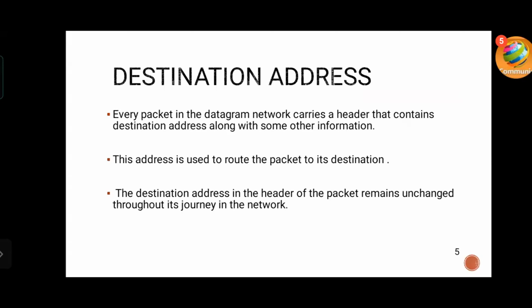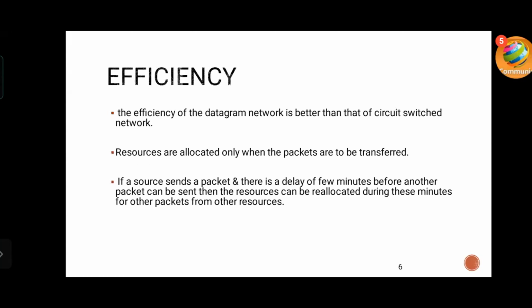Destination addresses. Every packet in the datagram network carries a header that contains the destination address along with some other information. This address is used to route the packet to its destination. The destination address in the header of the packet remains unchanged throughout its journey in the network.